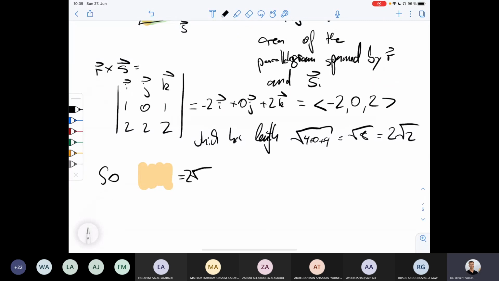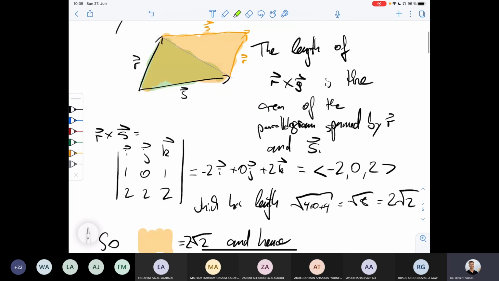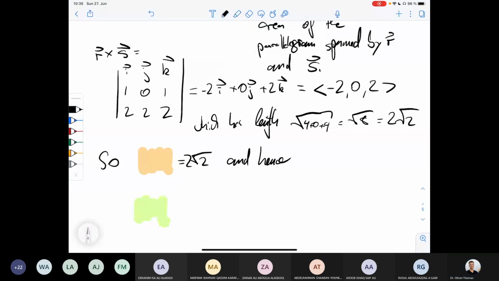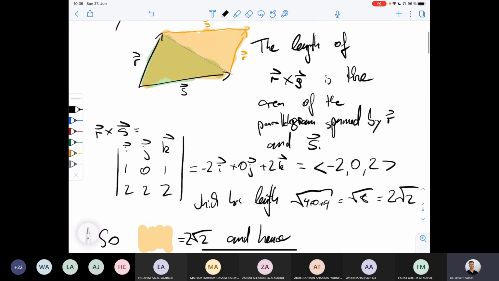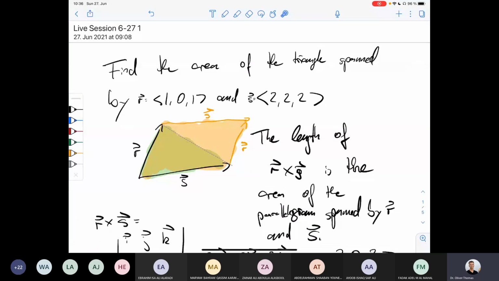is 2 times square root of 2, and hence the area, was it green? I hope so. This is then half of that, so this is just square root of 2. And this is how you compute areas of triangles and parallelograms. Just use the two vectors that span the whole thing.